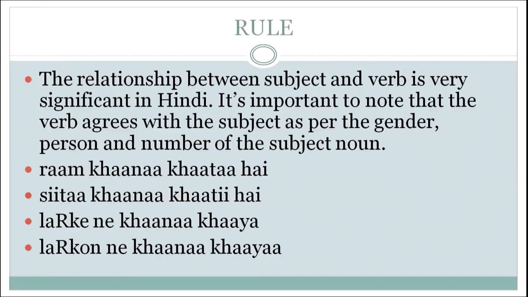I can take two examples here. One sentence is Ram khana khata hai, right? Ram is a person, he is a male and he is eating. So khata is depicting that particular subject-verb agreement. And now, Sita khana khati hai. Sita is a girl, a woman, a female. Wo khana khati hai. So again here the verb is agreeing with the subject according to gender.